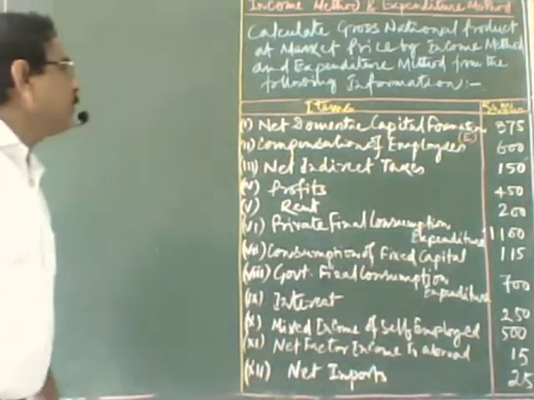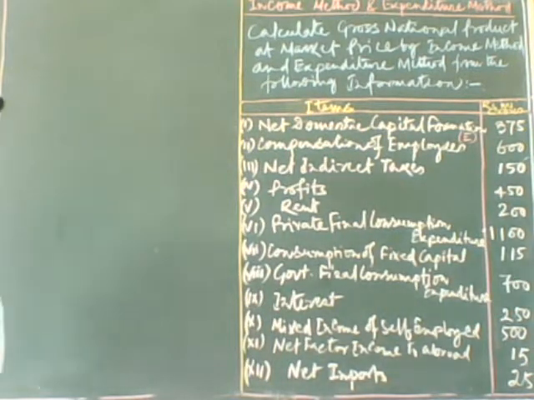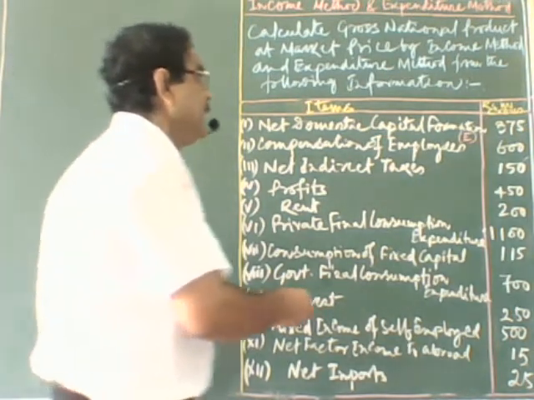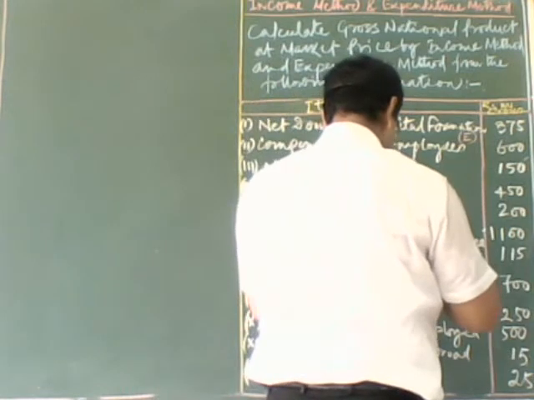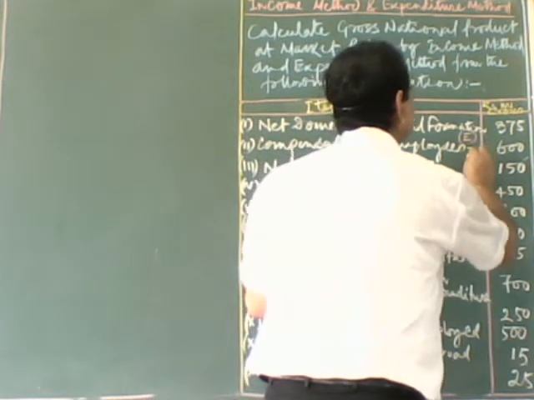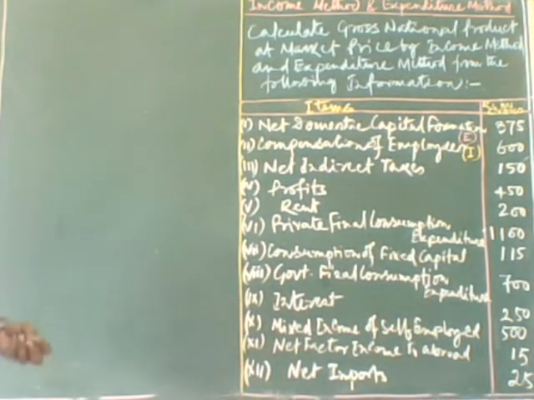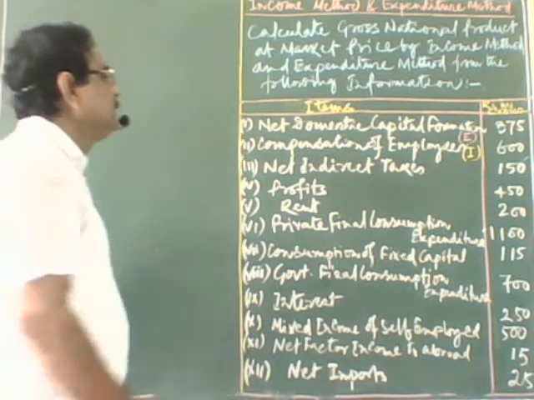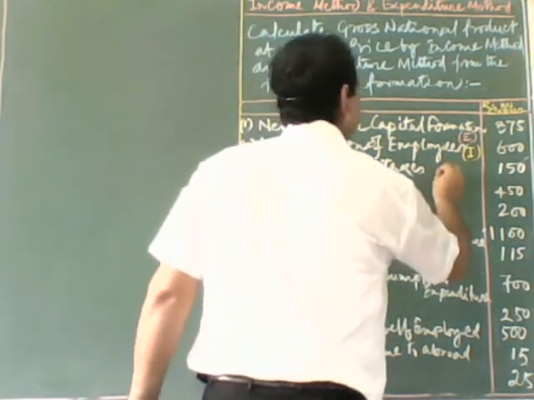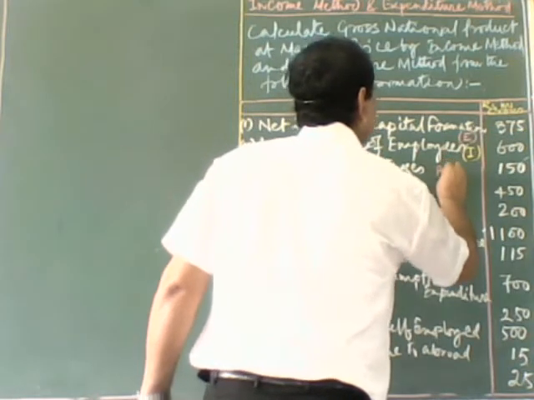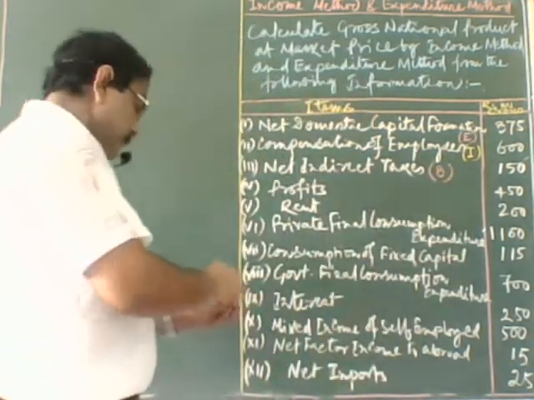Second component, compensation of employees. It is a component of income method, so you have to mark it by I. Third component, net indirect tax. This is a bridging component, so it will be denoted by B.